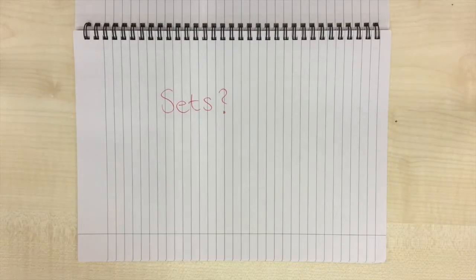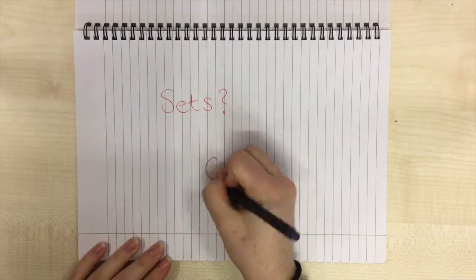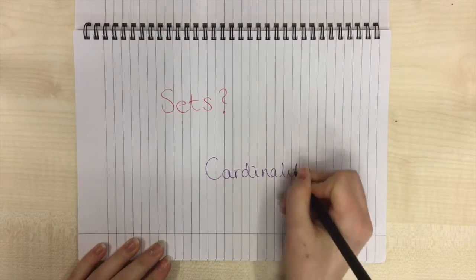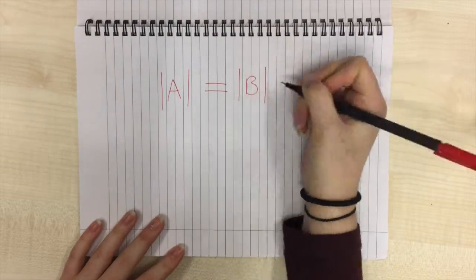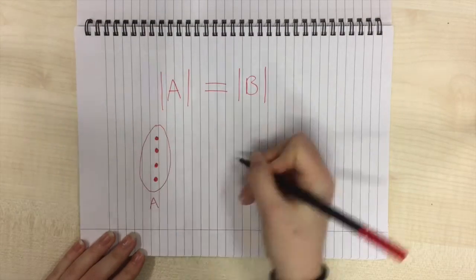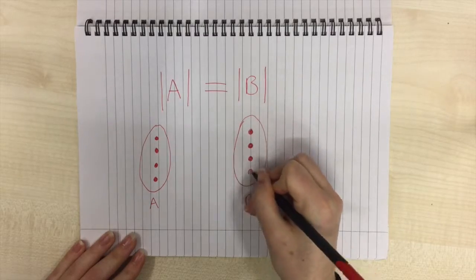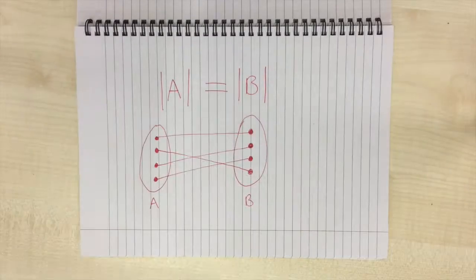It may be a good idea at this point to visit our video on sets if you don't have a good understanding of what a set is or how we define cardinality. Two sets A and B are said to have the same cardinality if each element of set A can be assigned to an element of B and vice versa.